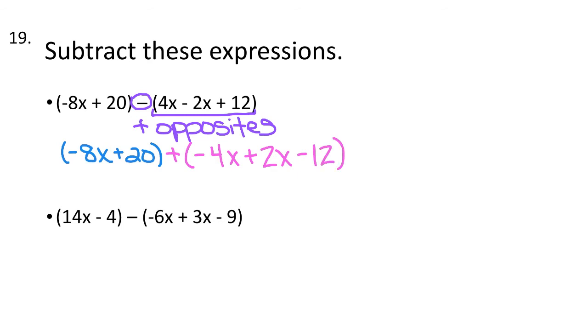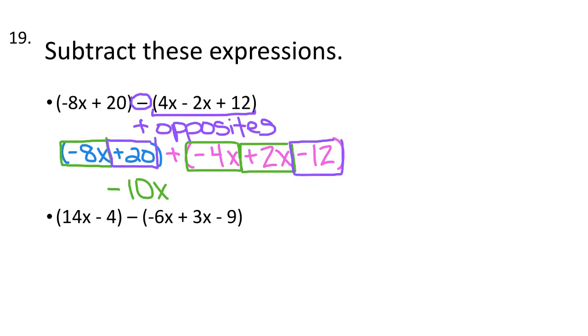Now that the sign in the middle is an adding sign, I can continue to combine like terms. Negative 8x is going to combine with negative 4x and positive 2x. When I combine these, I end up with negative 10x. Now I want to go through and combine my constants, a positive 20 and a negative 12. Positive 20 and negative 12 give me positive 8. Negative 10x plus 8 is my simplified expression.